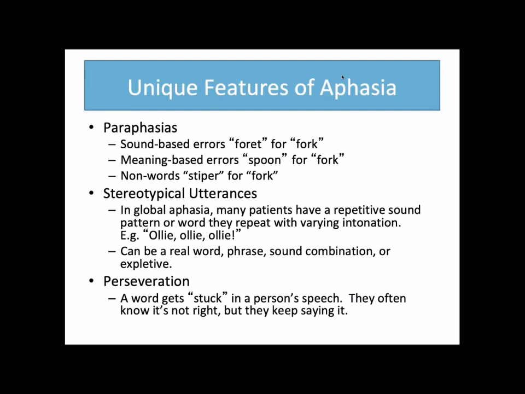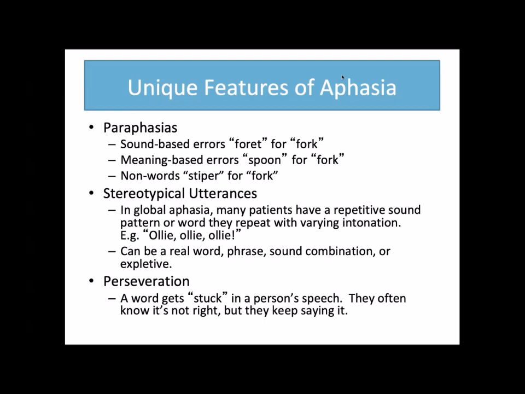There are some unique features of aphasia that it's important to be aware of. So something called paraphasias, and these are words that come out that are wrong. They're not the word the person means, but they're a mistake. And some of those are sound-based and some are meaning-based. So a sound-based error, maybe somebody says forest instead of fork. So they've got some of the sounds right, but they're using the wrong word.